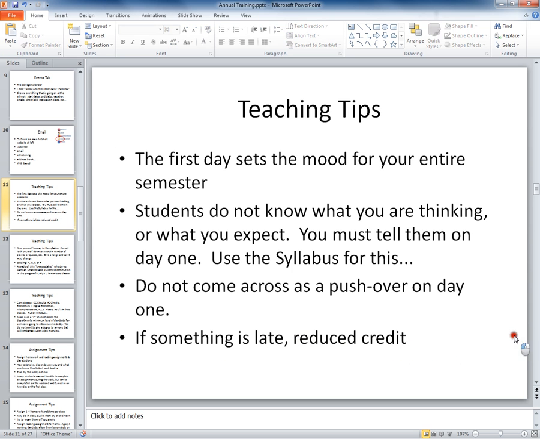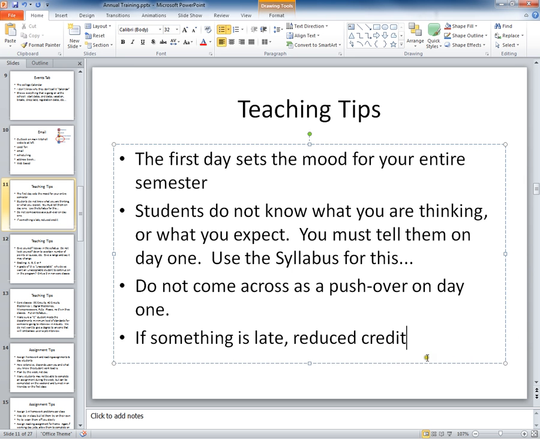Give yourself leeway in the syllabus to make your own judgment. I wouldn't stick yourself to a specific rule, because you may have someone come in and say their mother died, or they had jury duty, or they had something where you went, well, I really don't want to punish them for that, but you can give them a small reduction. You don't want to lock yourself down.